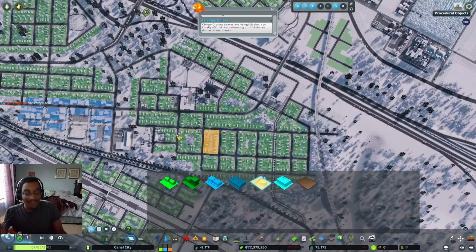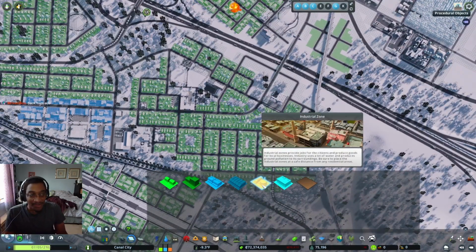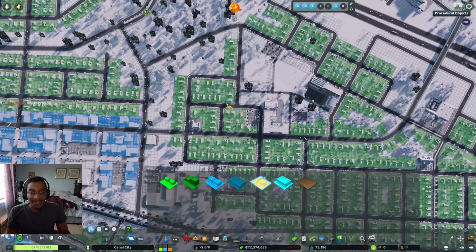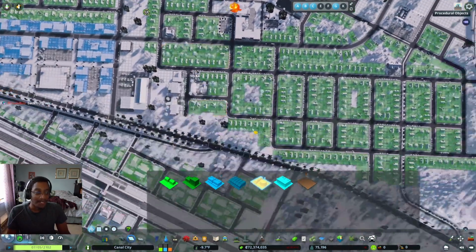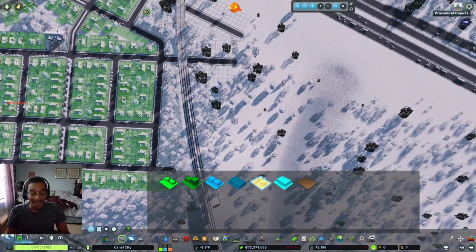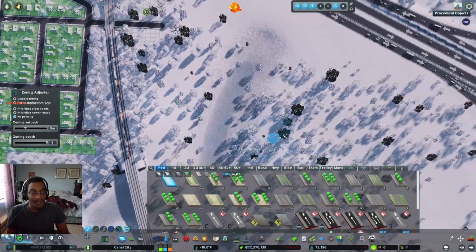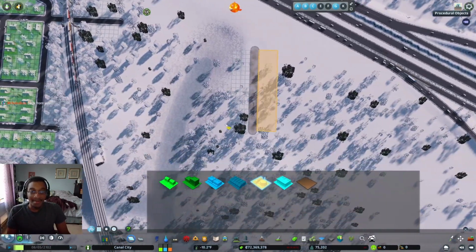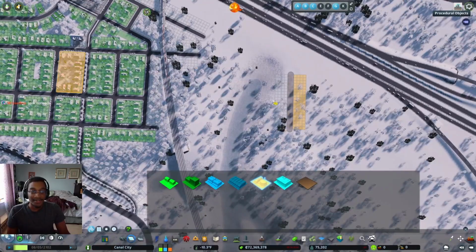So, to start up an industry, I'm going to use generic industry, just your industry zoning. Keep this away from your residential at all times. I'm going to put a road down just so I can get an example. Place it about this far away. About this far is a good distance from industry.